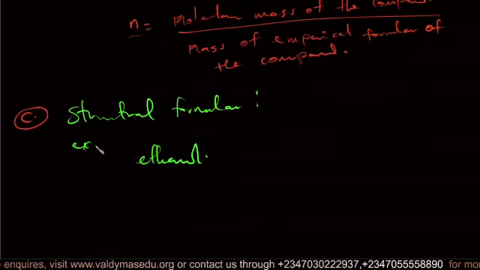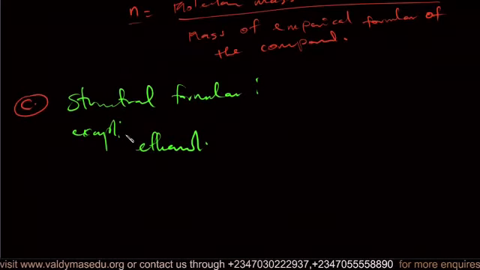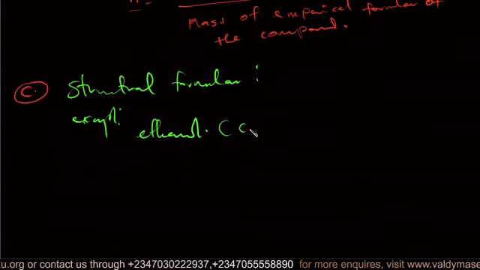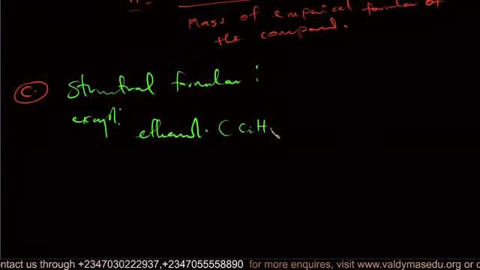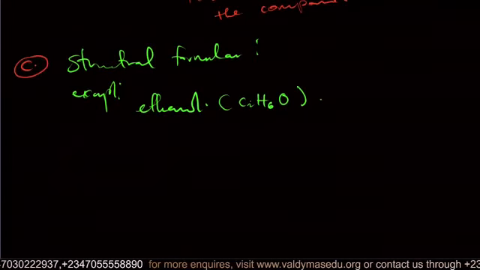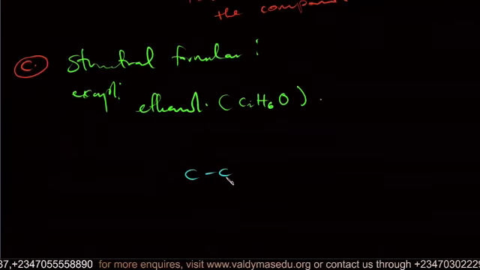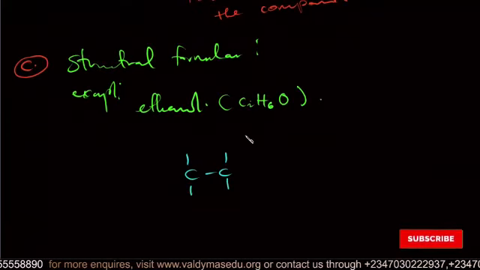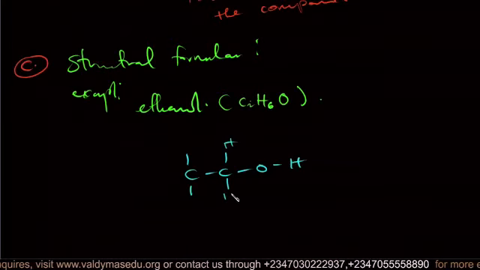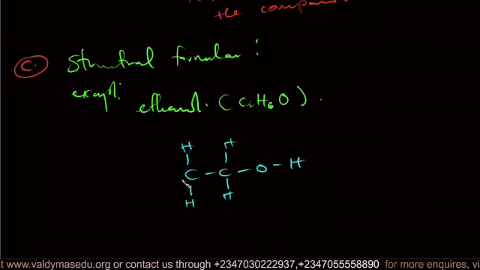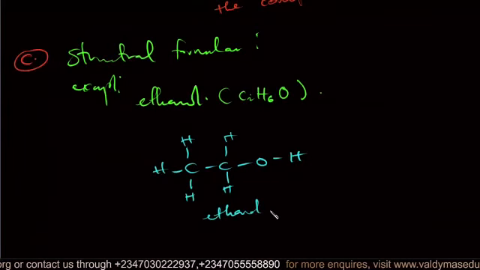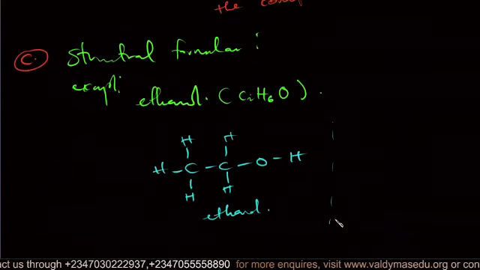Let's draw the structure of ethanol. Ethanol has the molecular formula C2H6O. So this is the formula here. You have it to be carbon to carbon. It shows how these atoms are linked together. So this shows the structural formula. Okay, we have this to be ethanol.